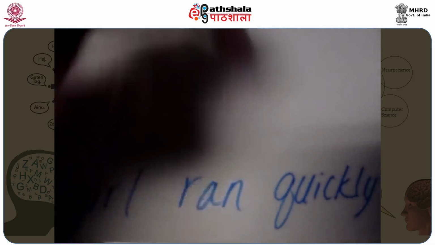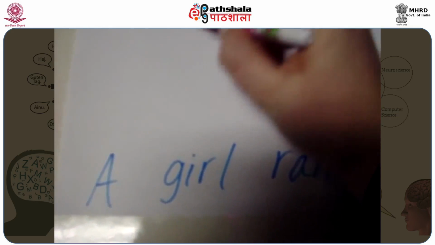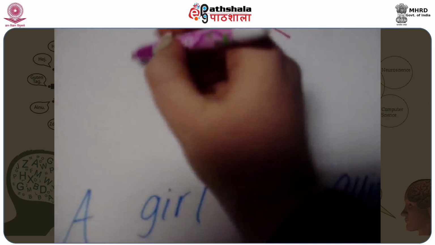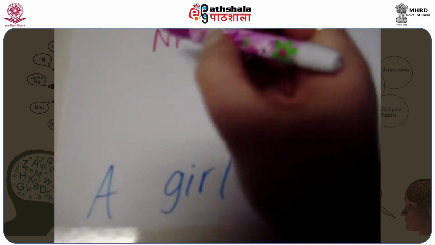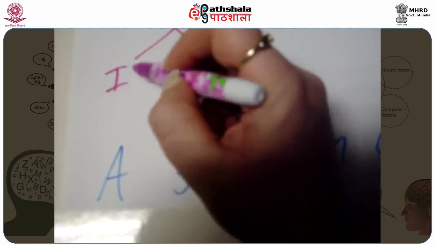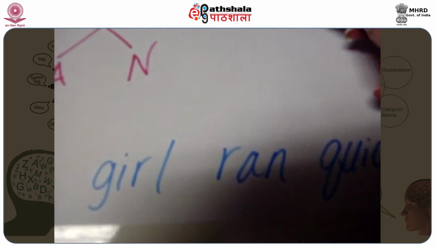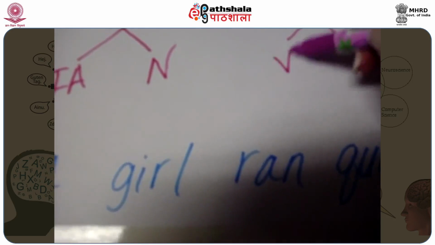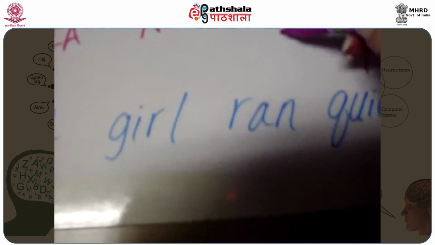In our third sentence, we have a girl ran quickly. So we have our sentence with our two parts, with our noun phrase and our verb phrase. We have our basic noun phrase again, this time with an indefinite article and our central noun. And in the verb phrase, this time we have the verb and an adverb because the girl ran quickly.